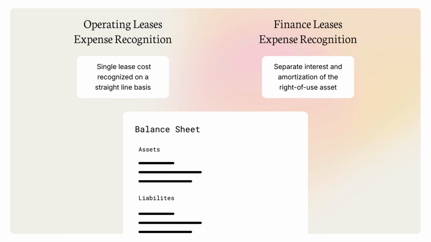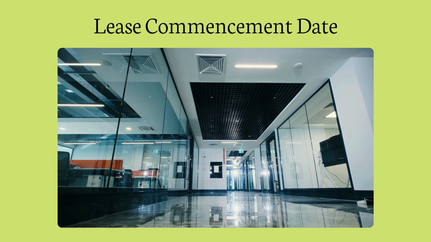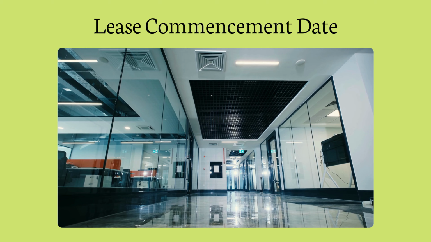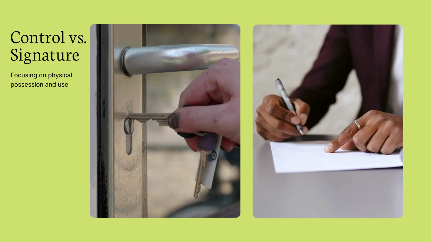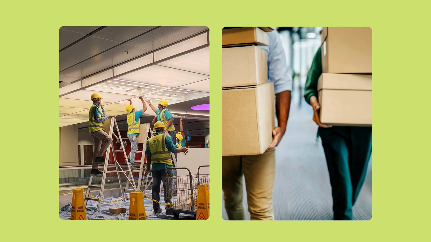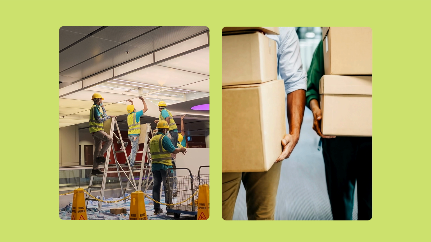Another key concept under ASC 842 is the lease commencement date. This is the date the lessee gains control of the underlying asset, not necessarily the lease signing date. Errors here are common and can lead to misstated assets, liabilities, and expense timing, especially when construction delays or phased occupancy are involved.